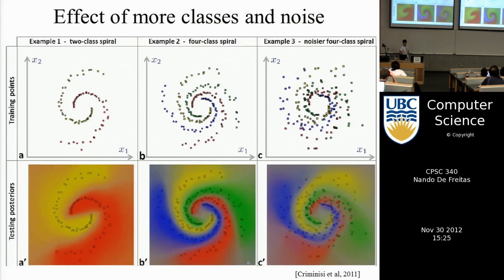What else is important? If you have more classes, random forest works pretty well, whether you have four classes, as you can see, even if you have data like this, like the spiral data. If there's noise, it doesn't work as well, but it's still quite reasonable. It's not too bad.